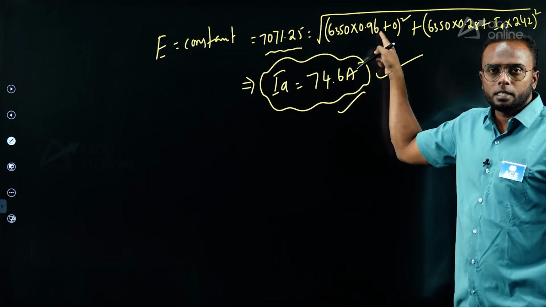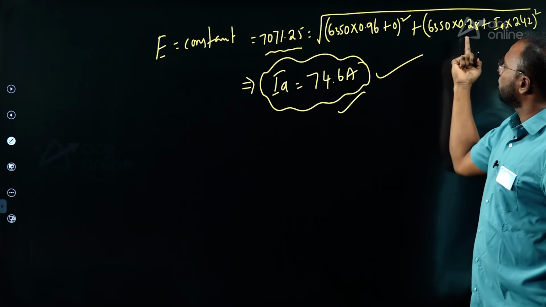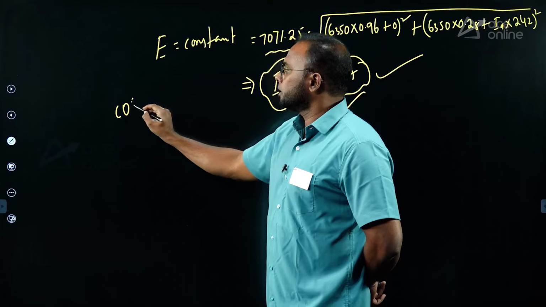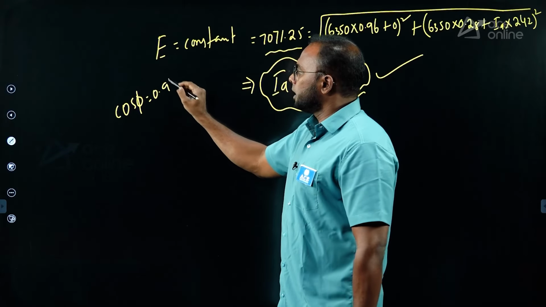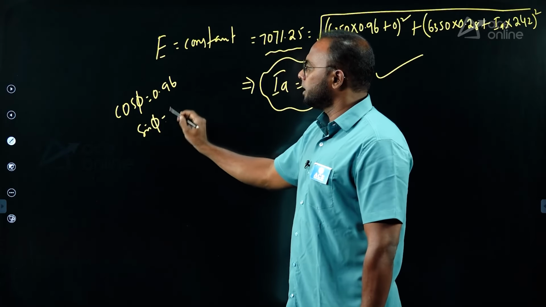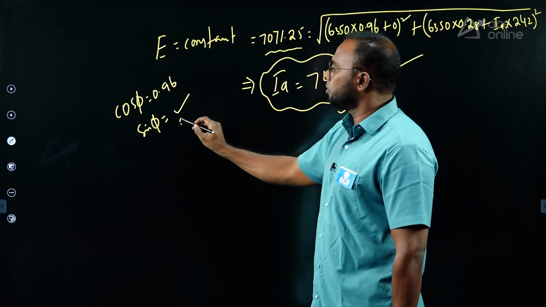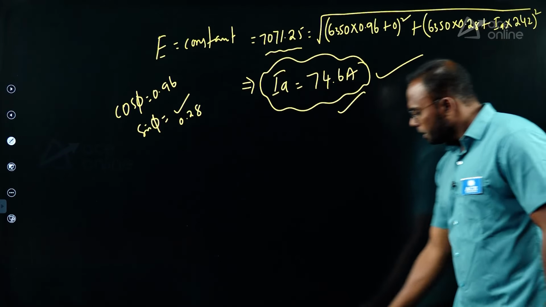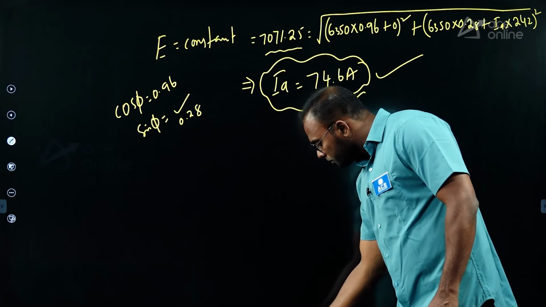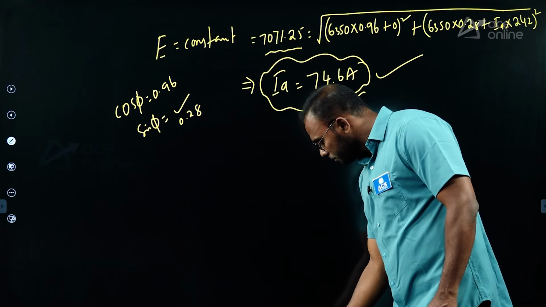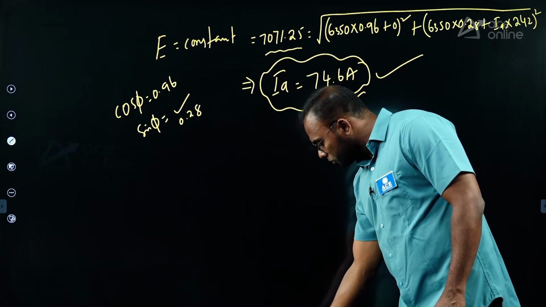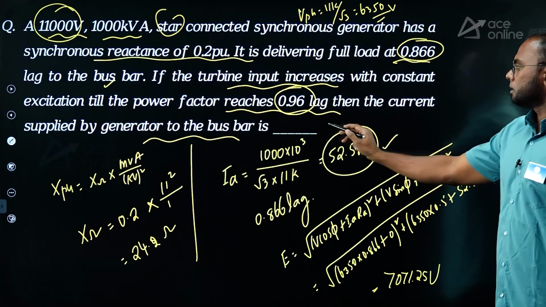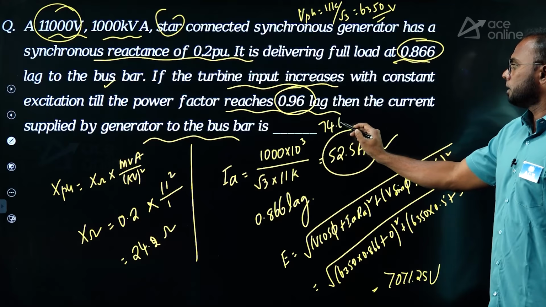Up to which power factor does it reach? 0.96. Accordingly the sin phi value we got, sin phi with the calculator. Cos phi is 0.96, and calculate sin phi. First find the angle phi here, then apply sin, you will get 0.28. Okay, so this is the value of current we are getting. Next question. 74.6 amperes.